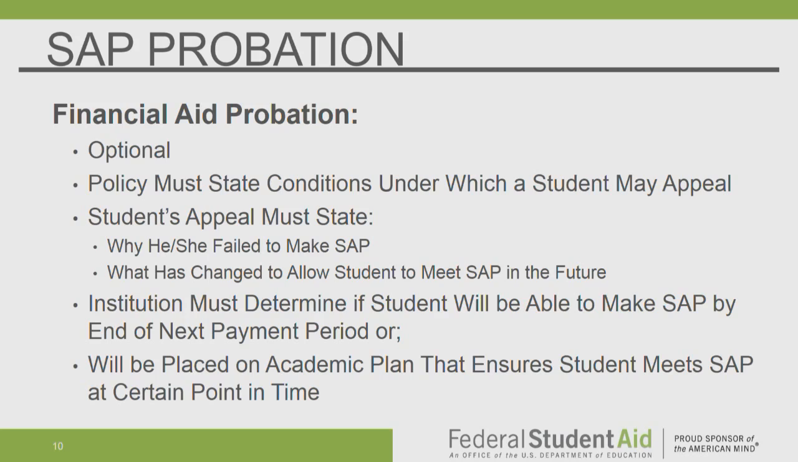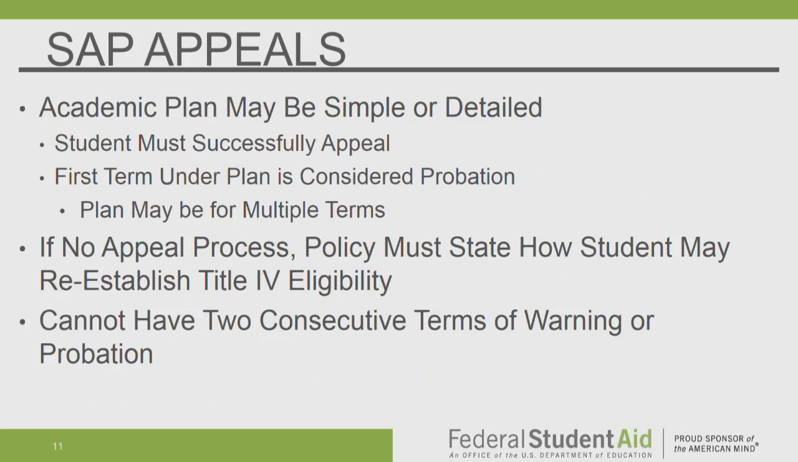Okay, the student can be placed on an academic plan, and so that plan can actually go longer than one term. Okay, so you can determine what it will take. If it may take 2 or 3 terms for, let's just say 2 terms for the student to reasonably regain their SAP, then that's where you would put your academic plan into place. So of course the plan can be simple or detailed. So the student has to make the appeal first. It has to be approved. So the first term under the plan, again, is going to be the probation piece, but it can be for multiple terms.